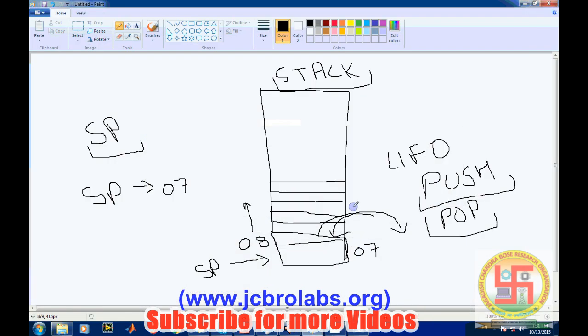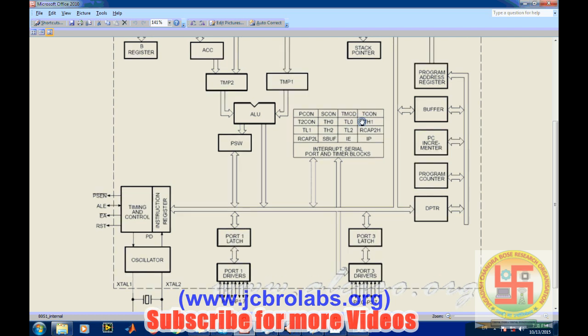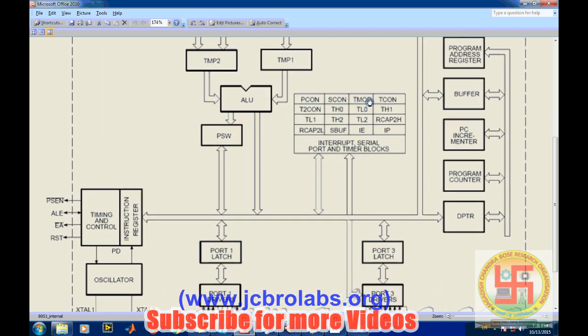Similarly, there are several other special function registers like SCON, known as the serial control. It controls the behavior of the serial communication operation. TMOD and TCON are the timer registers. These registers are used to control the operations of the timer. Timers keep on counting on a specific clock cycle or machine cycle. TMOD and TCON are the two registers used to configure the timers.